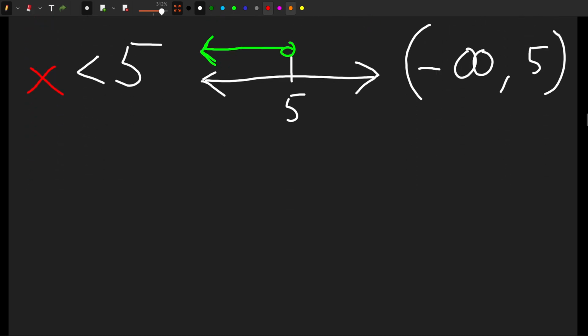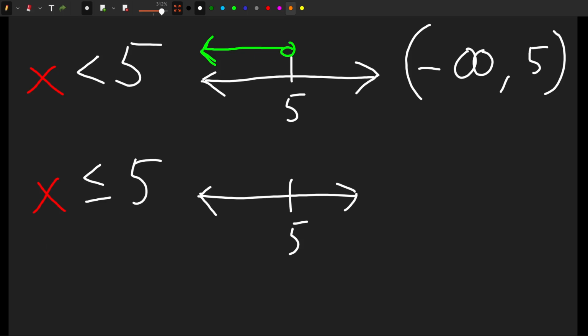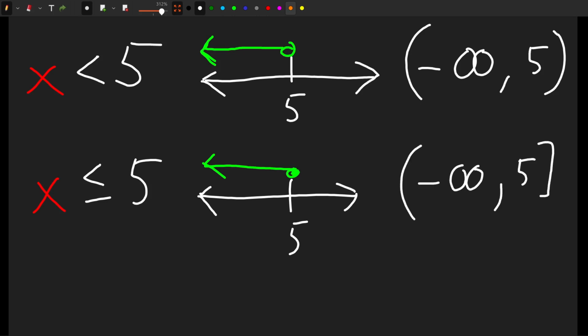Rounding out this example, I have x is less than or equal to 5. And so then, very similar to what we had above, I get a closed dot, it's less than 5, continues on forever, and my interval notation looks something like this. Note that 5 has the bracket, negative infinity is just a parenthesis, because I can actually reach 5, but I can't go any farther beyond it.